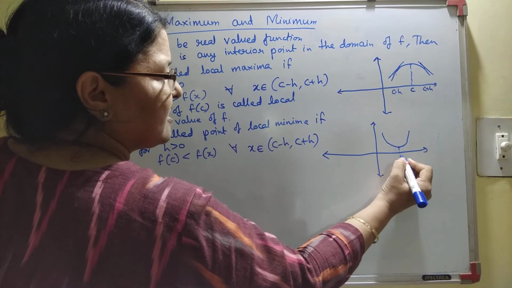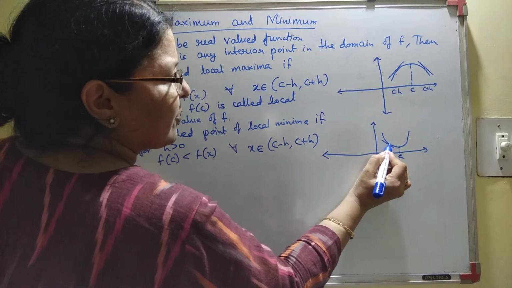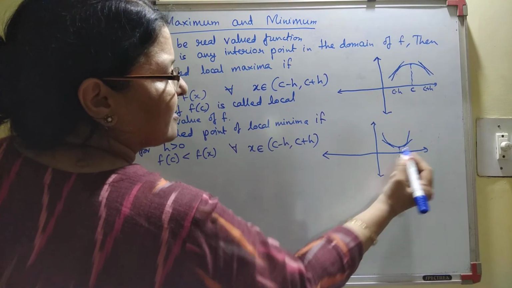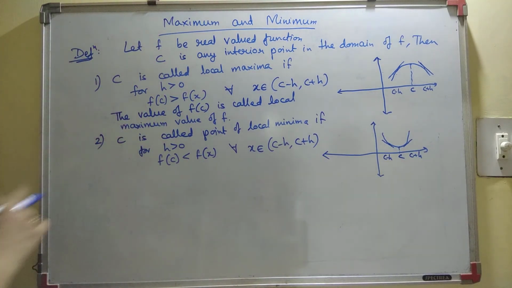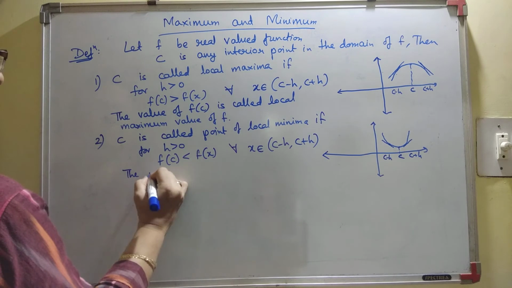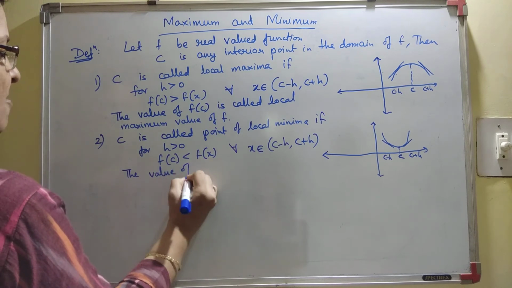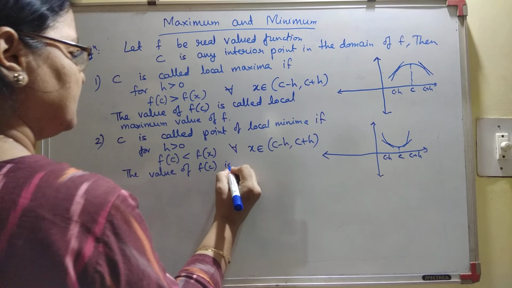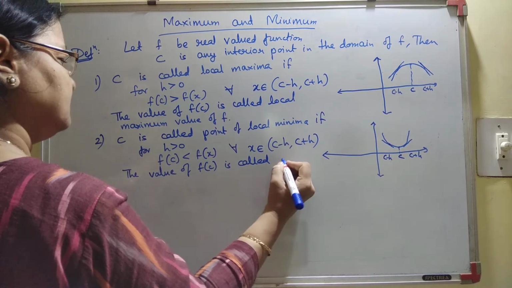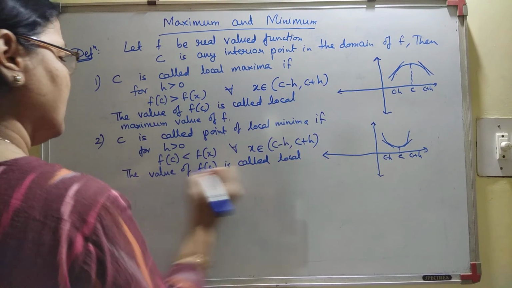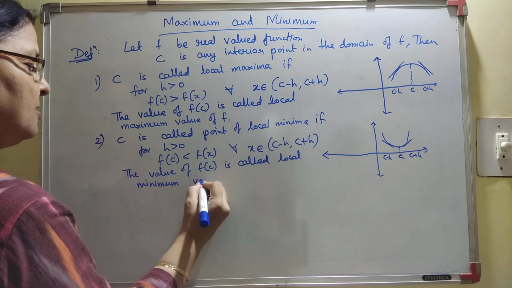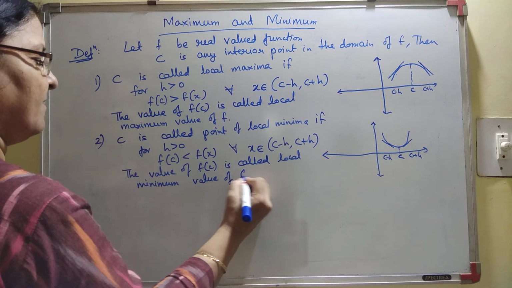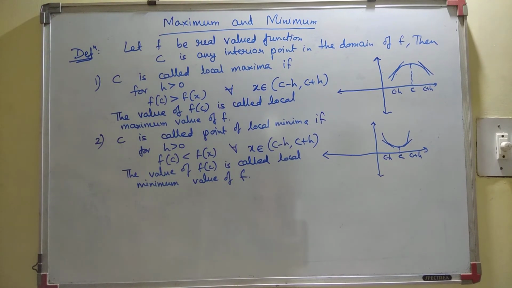So this is point C. Any point here, any point here, so that will be c minus h, c plus h. Same it is there. The value of f of c is called the local minimum value of f. So this is what we can decide: local maximum value, local minimum value.